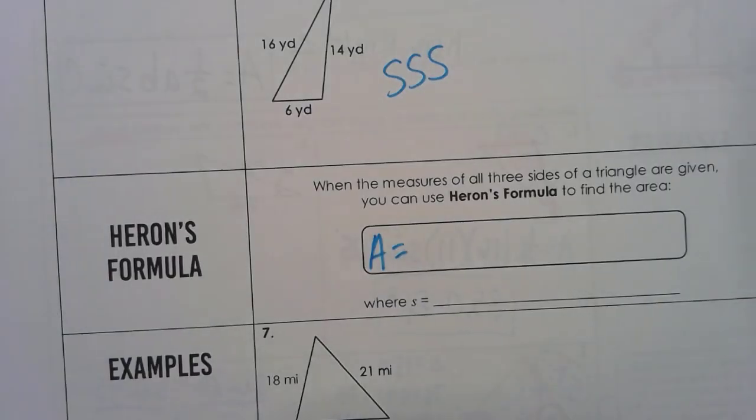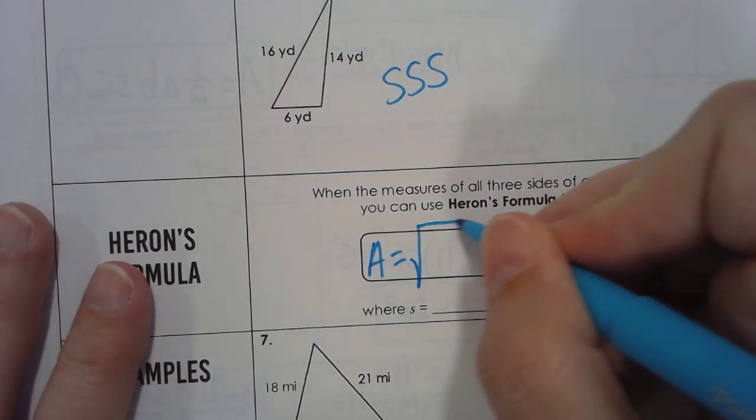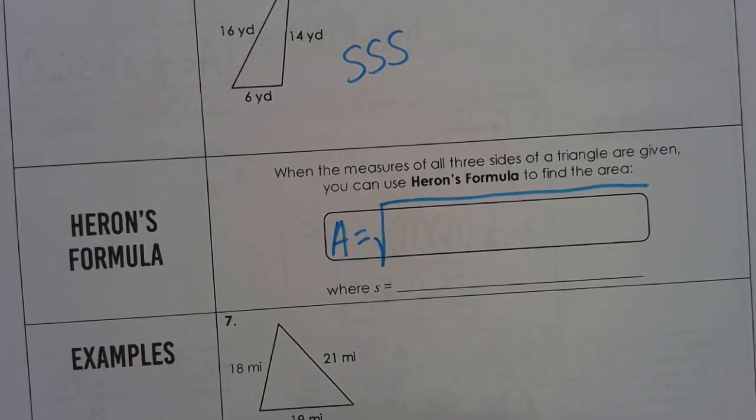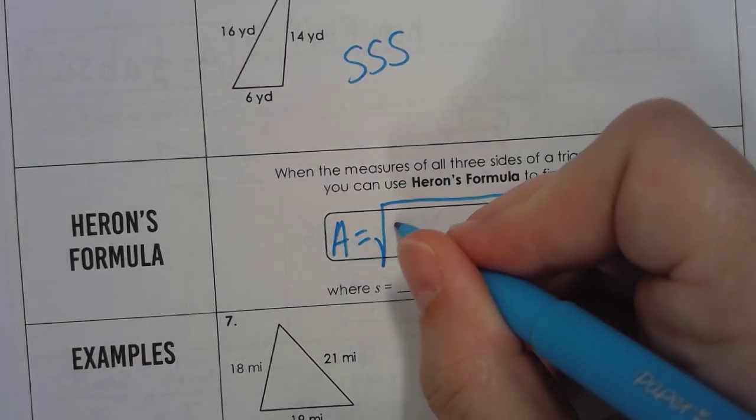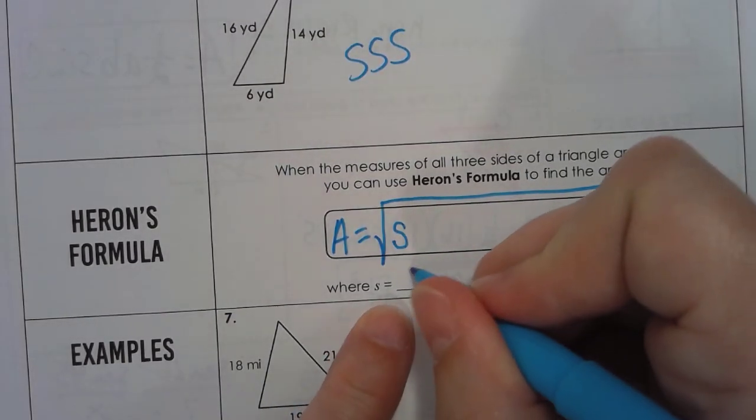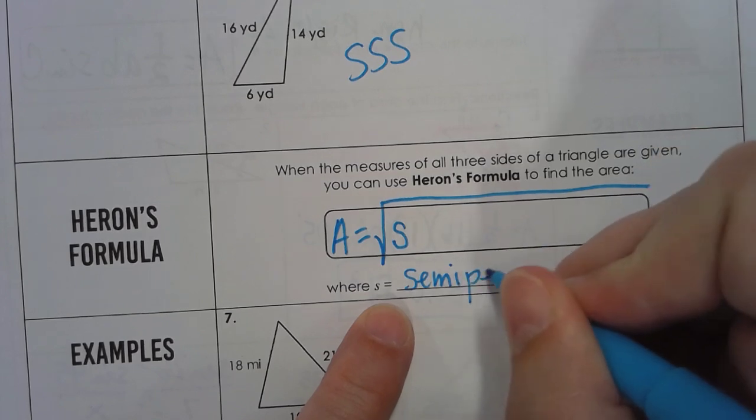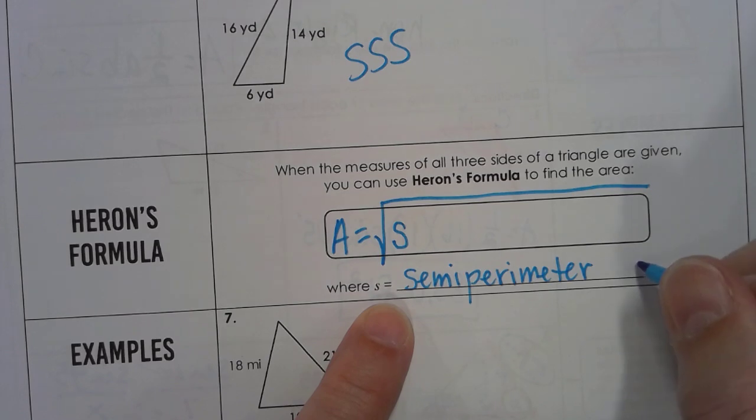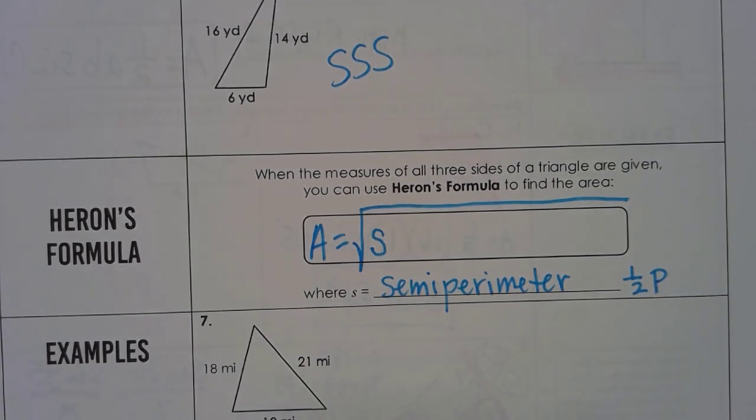It looks like a super long, ridiculous formula, but once you understand what the letters mean, it's really, really easy. It's going to make a huge square root over this whole thing. The first thing that we're going to find is called S. In this formula, S stands for the semi-perimeter. Semi means half. So we're going to find the perimeter and cut it in half. We're just going to add all the sides and divide by 2. That's going to be S.